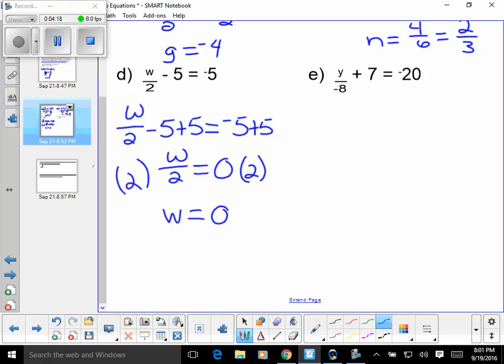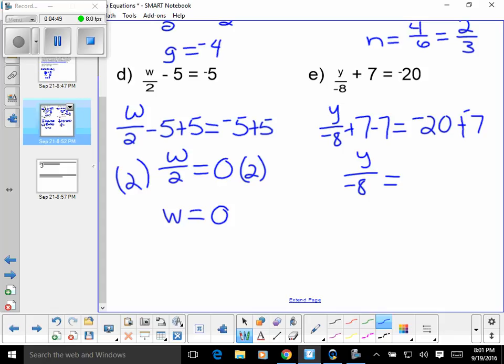And you can try example E if you would like, and I'll show you how it's done. First thing I'm going to deal with is that addition. y divided by negative 8 plus 7 minus 7 equals negative 20 minus 7. y over negative 8. Now, did you remember to change that subtraction to add the opposite? Negative 20 plus negative 7 is negative 27.